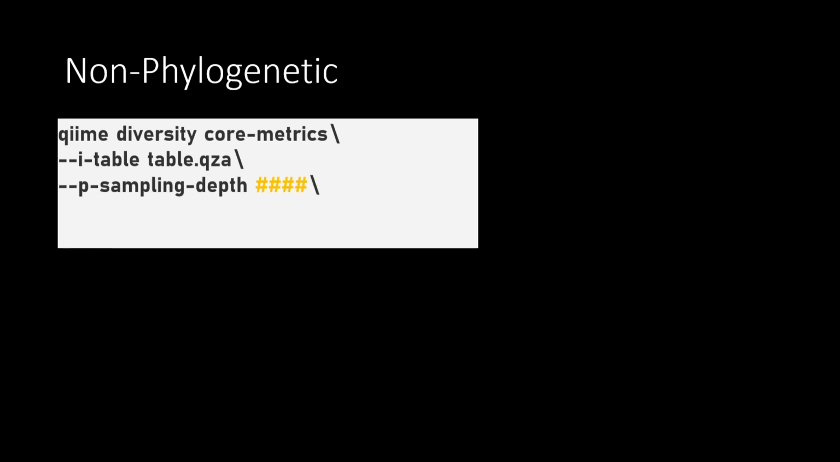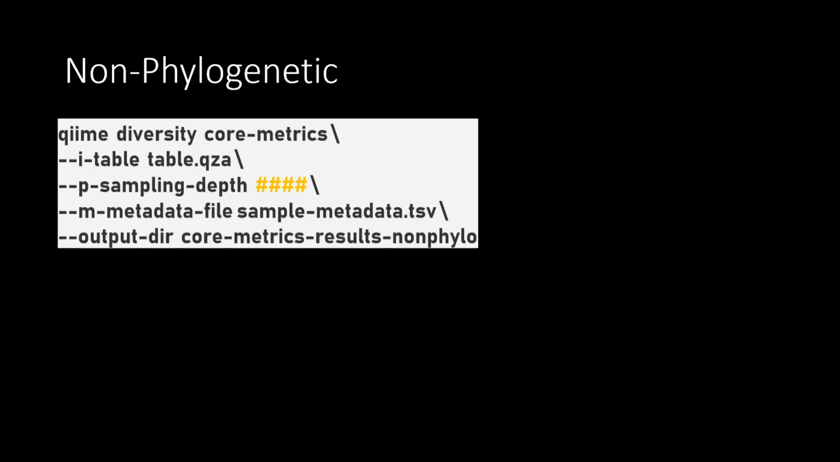If you wanted to do a non-phylogenetic analysis without matching it to any data set, you would run this command, QIIME diversity core-metrics. Simple. Input the table, say the sampling depth, which was about 1,102, I want to say. Supply the metadata file, and then just say the output directory. This command is going to create a folder wherever you're working from, and in this case it's going to call the folder core-metrics-results-non-phylo, and in that folder is where all the statistical comparisons are going to be placed.